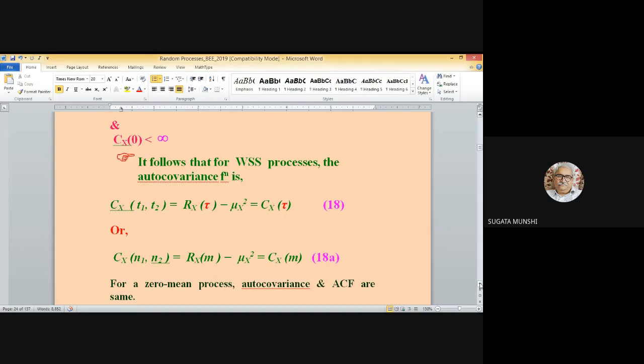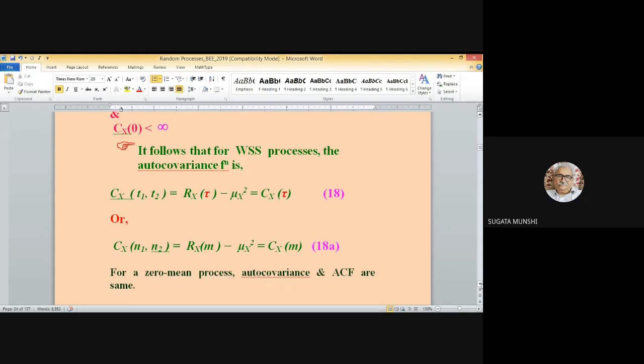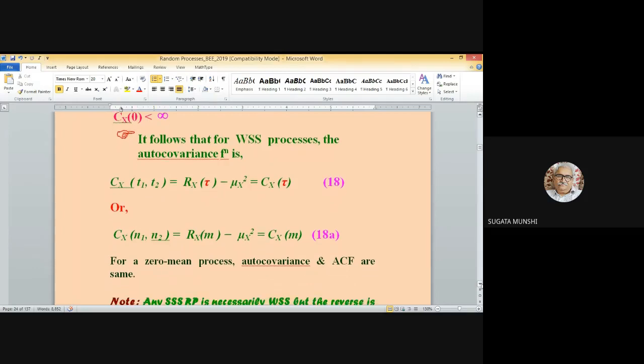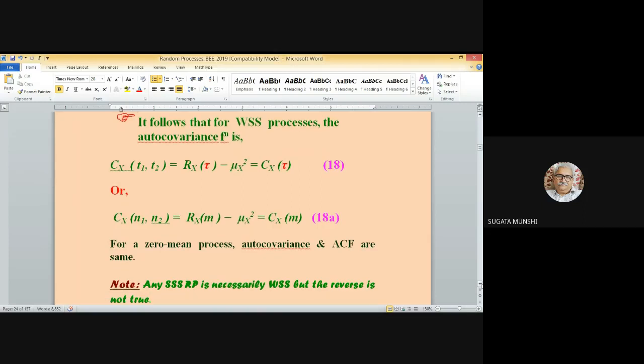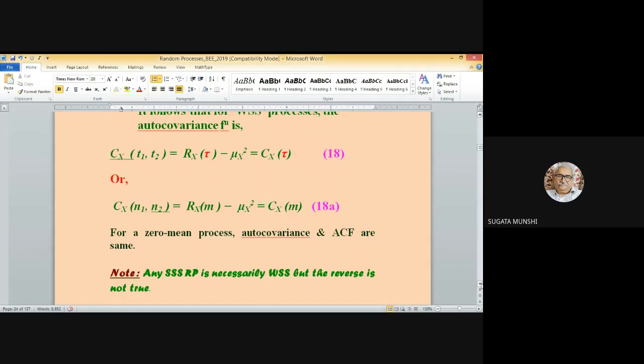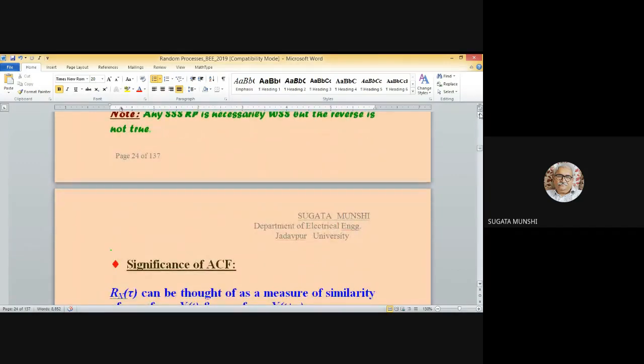If together with this, you find that Rx depends on tau only, then it's wide sense stationary. So every strict sense stationary random process is necessarily wide sense stationary, but the reverse is not true. All right. Okay, let's stop here today.